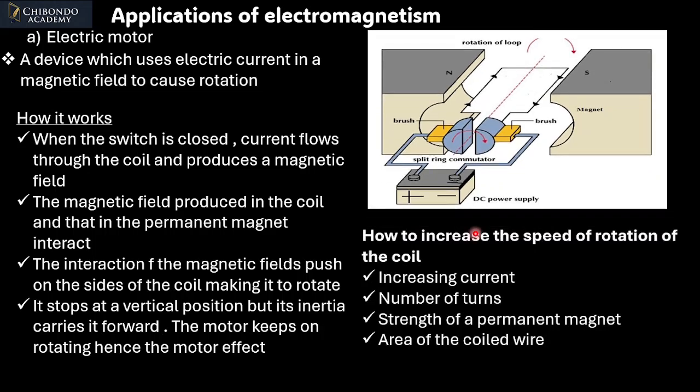And here, how can you increase the speed of rotation of the coil? You can increase the speed of rotation of the coil or the motor by simply increasing the current. You strengthen the magnetic field produced by the wire by increasing the number of turns, which means you increase the number of magnetic field lines of the permanent magnet that should be cut by the conductor. And again, you increase the strength of the permanent magnet so as to increase the speed of rotation, and increase the area of the coiled wire, which is just the same as increasing the number of turns of the coiled wire.